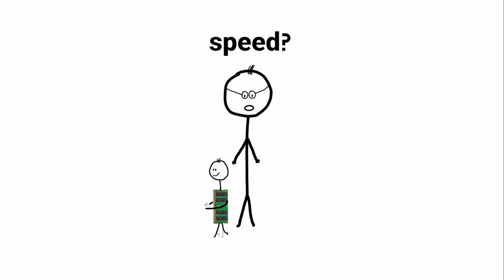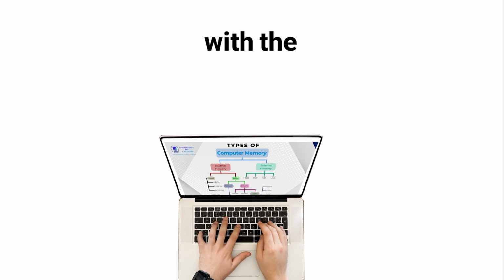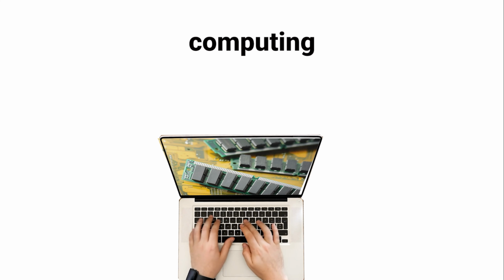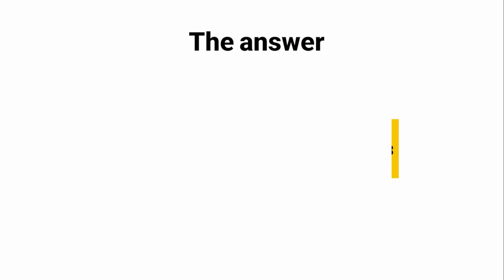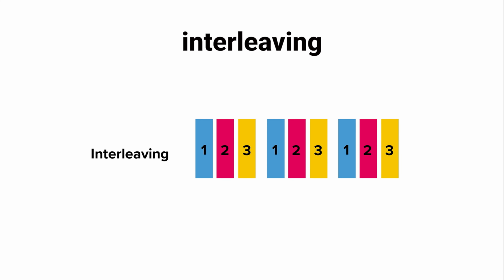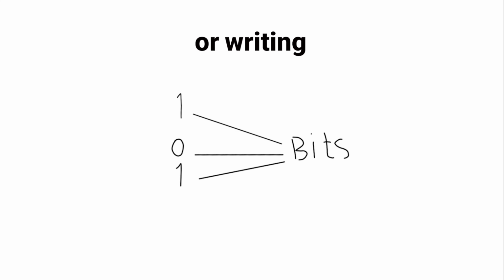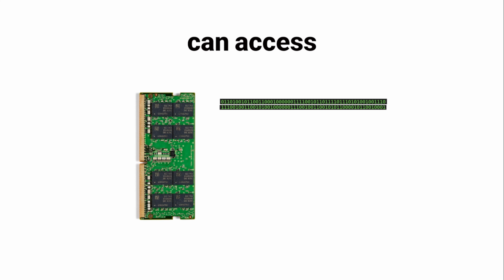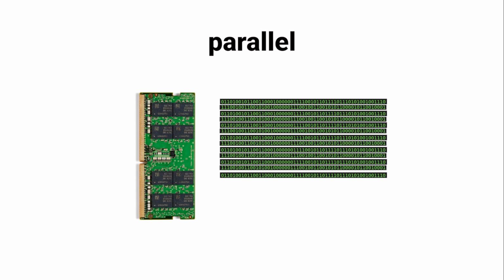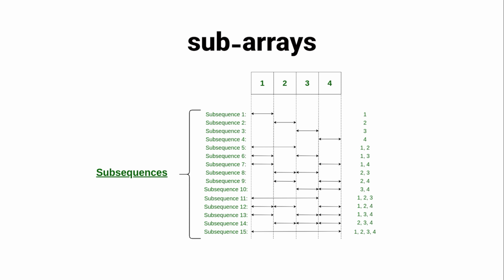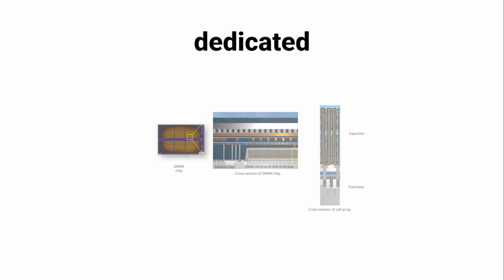But what about speed? How does DRAM keep up with the lightning-fast demands of modern computing? I'll tell you how, dipstick. The answer lies in a clever technique called interleaving. Instead of reading or writing one bit at a time, DRAM can access multiple bits in parallel by splitting its grid into smaller subarrays, each with its own dedicated circuitry.